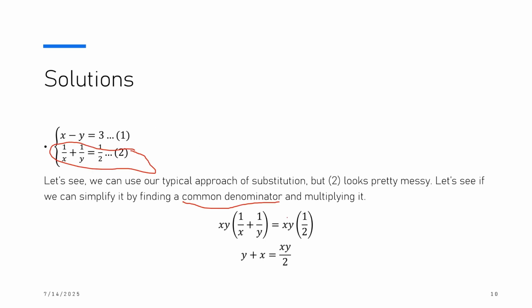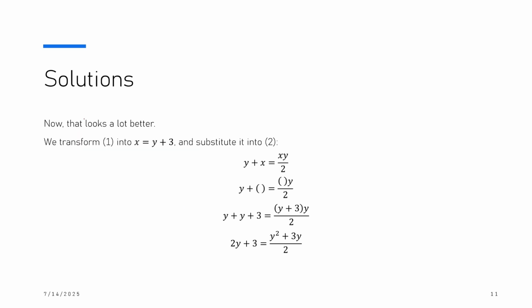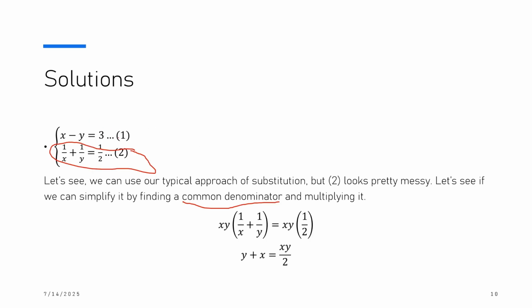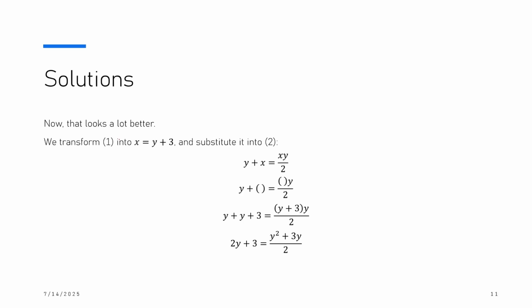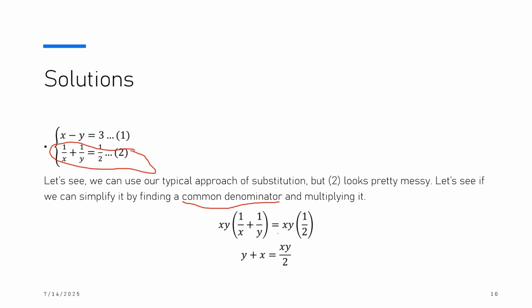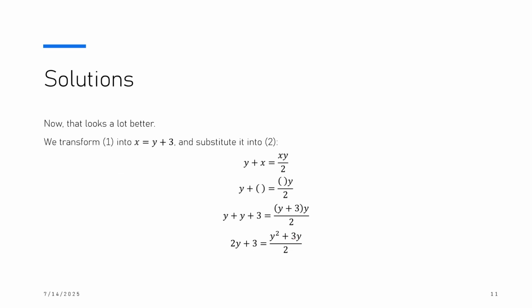And as you guys see over here in the first equation, we just transform it by adding y to both sides, or simply moving y over and flipping the sign to get that, and we substitute it into, sorry, I meant this expression over here. Let's just say that's 2 for now. So we have this expression, right?